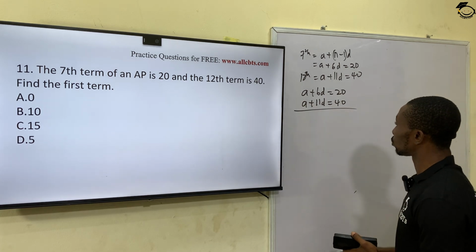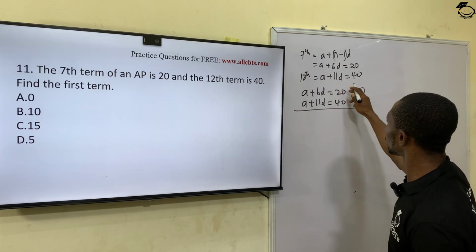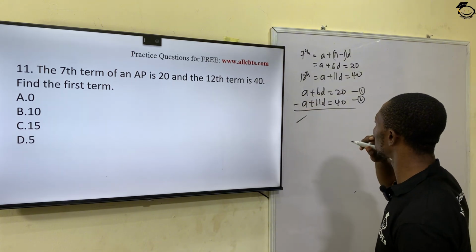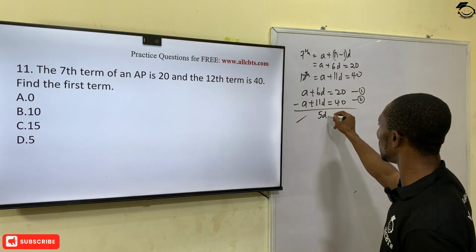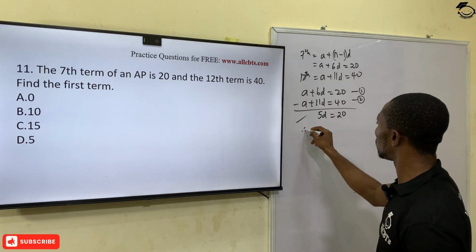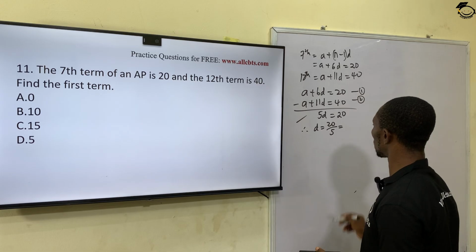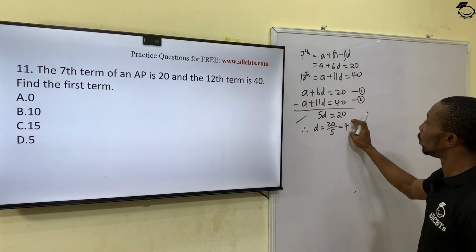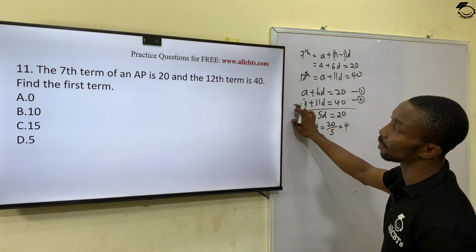Now, solving, we subtract equation 1 from equation 2. Subtracting equation 1 from equation 2, A minus A would cancel out. 11 minus 6 would give us 5d, and 40 minus 20 will give us 20. So therefore, our d equals 20 over 5, which gives us 4. Now, if our d is 4, we will substitute into any of our equations to find our first term.